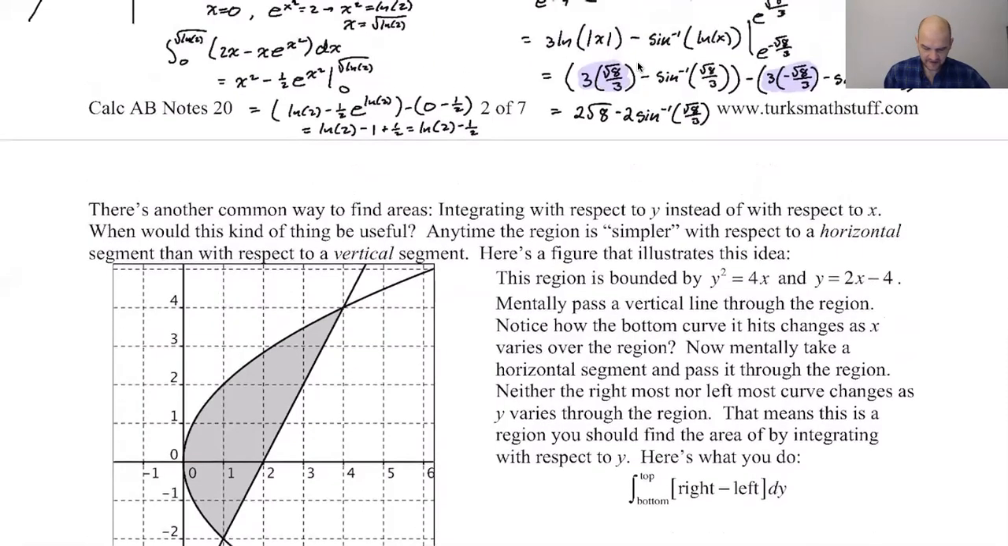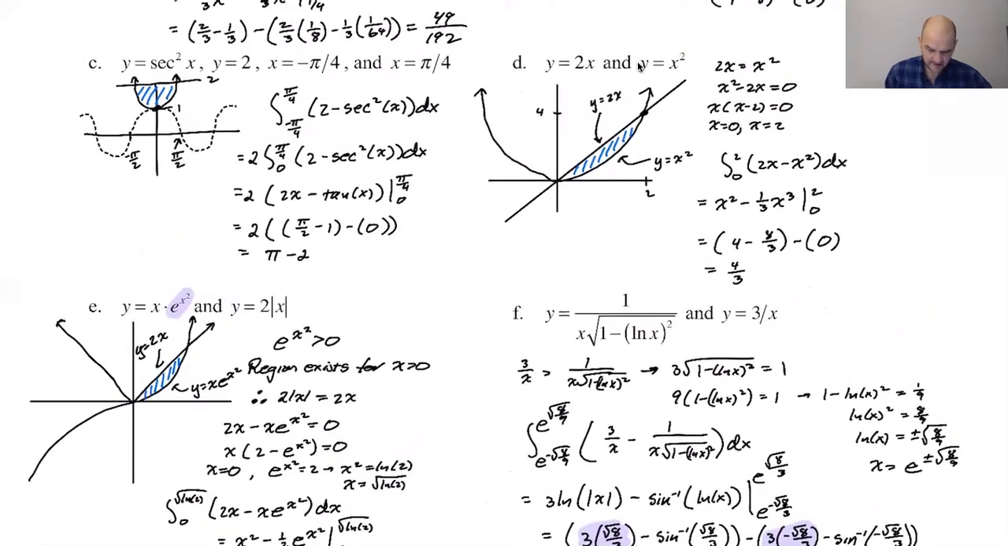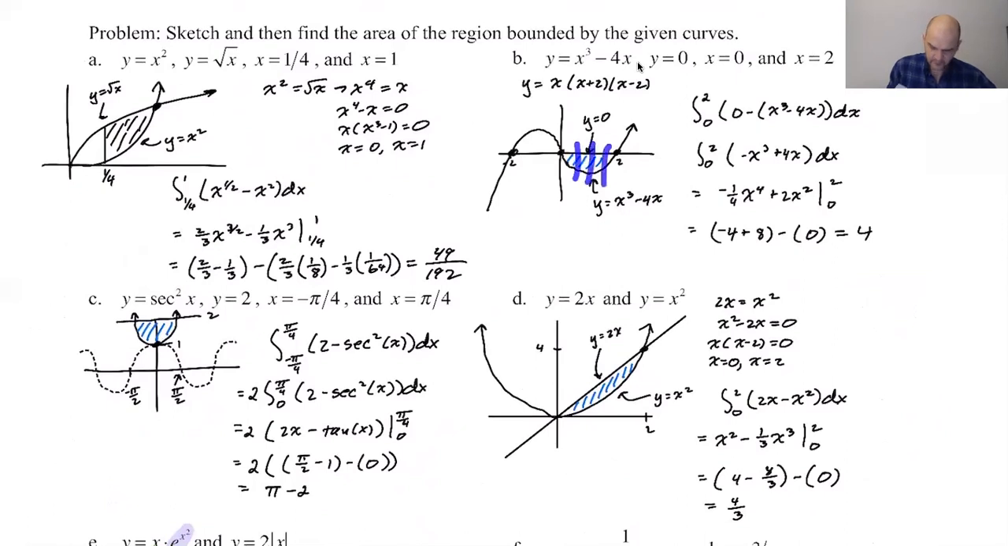In every problem we've done so far, we could take a vertical line and pass it through the region, and the top curve and bottom curve would remain the same the entire way through, right? Top and bottom staying the same all the way through. These are regions that are called vertically simple. It's a simple region where a vertical line is always going to have the same top and bottom.